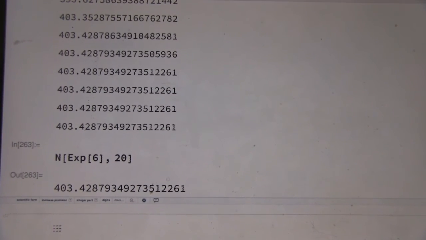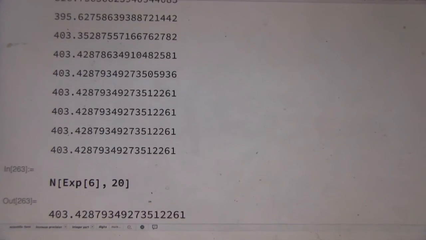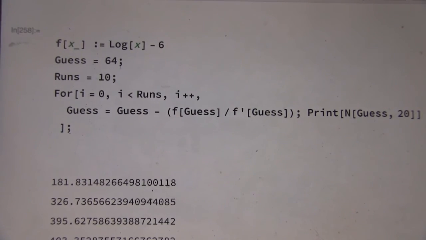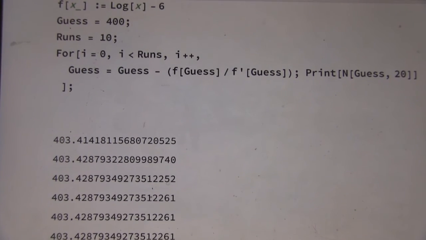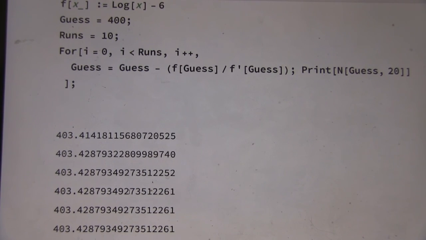It's very important, and we can see that even here we could use it to calculate e to the 6th to 20 decimal places after 7 iterations, even with an initial guess that was just not all that good. I mean, it's almost 300 off. So if we knew it was around 400, say, somehow we knew that, after 4 iterations we get 20 decimal points of accuracy.